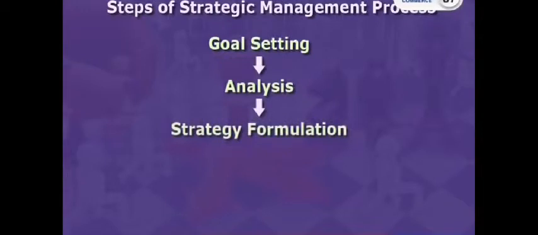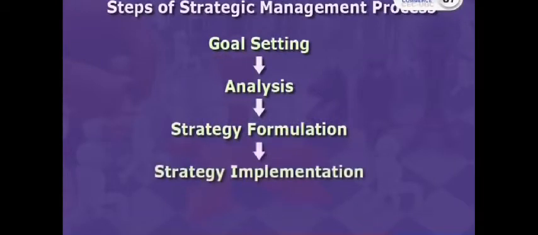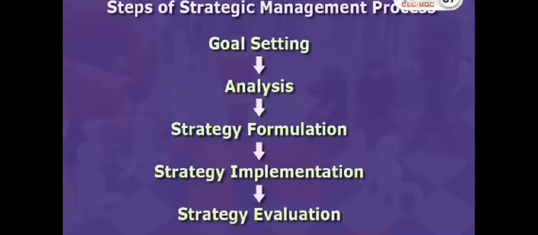Following are conceptual steps of strategic management process. Step 1, goal setting. Step 2, analysis. Step 3, strategy formulation. Step 4, strategy implementation. And step 5, strategy evaluation. Goal setting. The first step of strategy process is setting the goal for the organization. Goals can be short-term or long-term. Manager has to choose capable staff to achieve short-term as well as long-term goals of the organization.